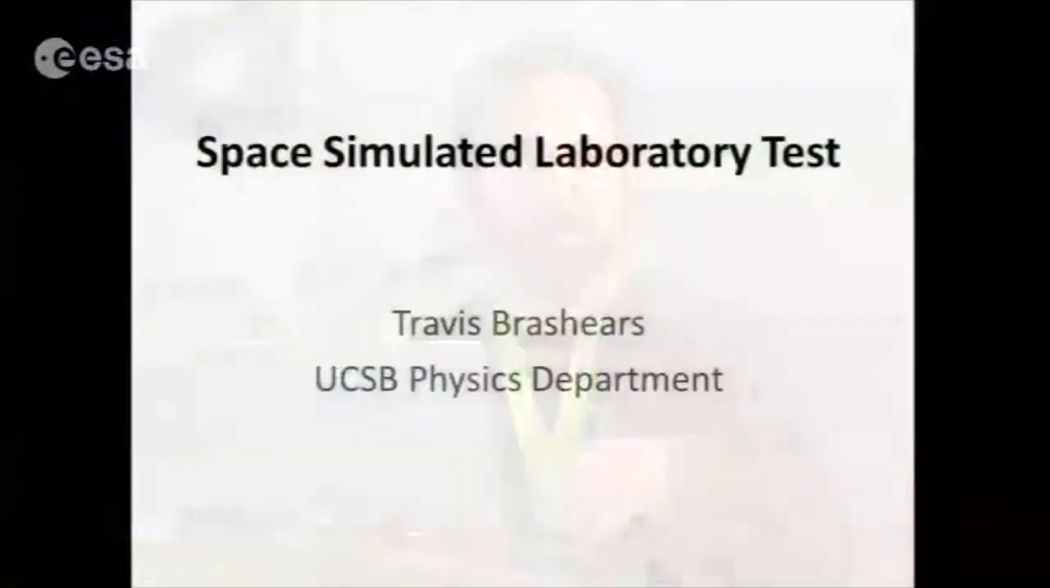Chris. So I'm going to turn it over because this will be solved not by me, but by the next generation. Travis, one of our students, is going to talk about the laboratory measurements.